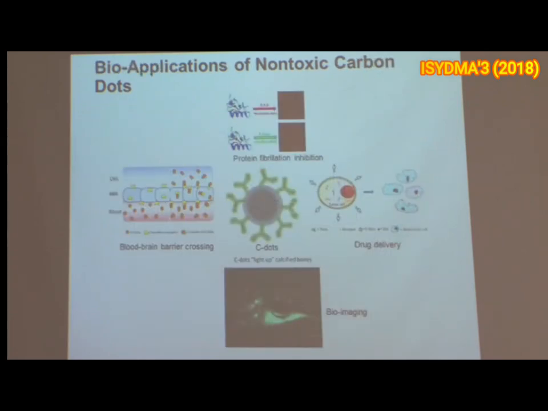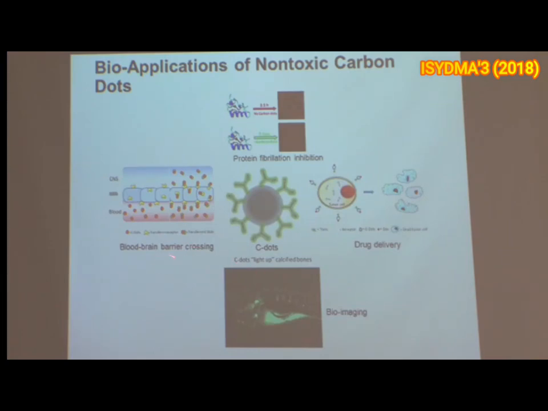So in terms of application, we call it non-toxic because there is no leaking of the carbon dots. We have applied it to different systems, and I will not mention all of them here, but we use it for protein fibrillation inhibition. The first one is mainly for Alzheimer's disease. That means A-beta 140, 142, so we can inhibit it. Now, we have to cross the blood-brain barrier if we want to use this inhibition effect.